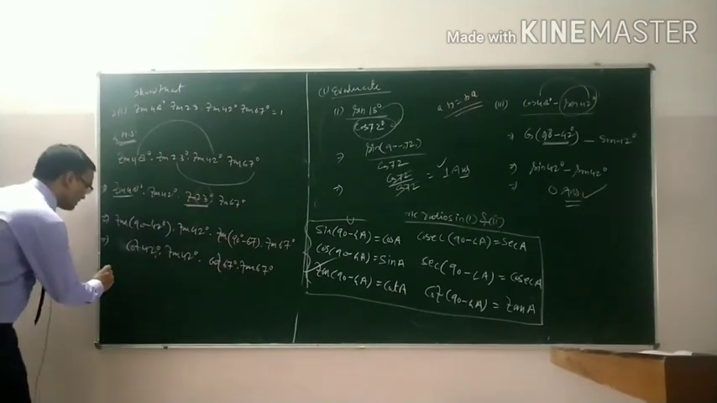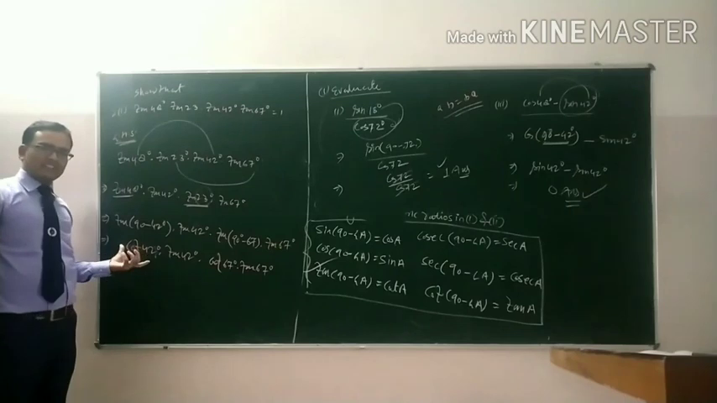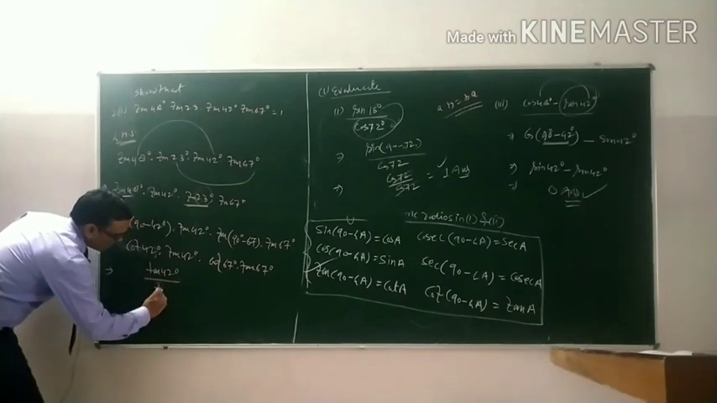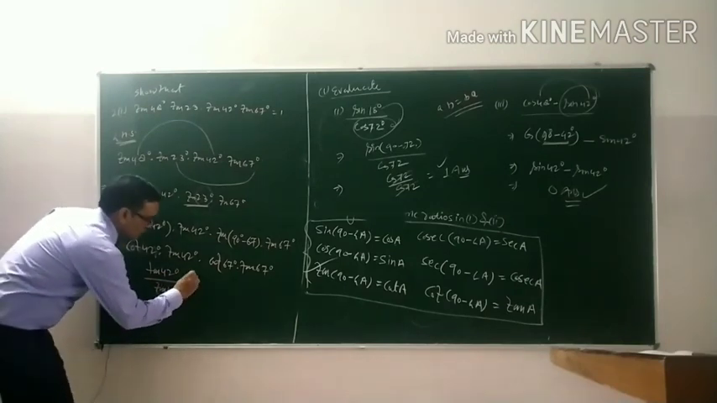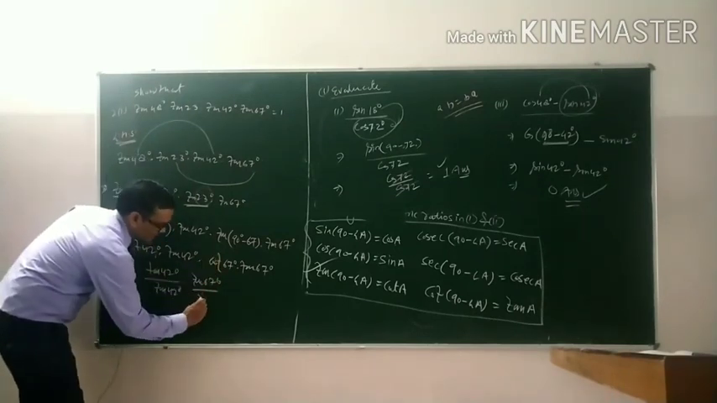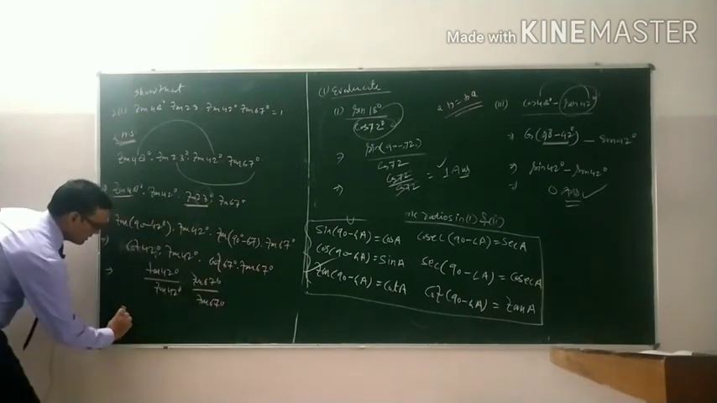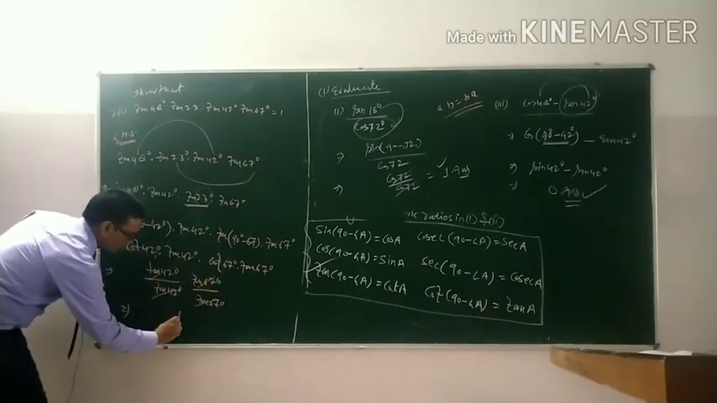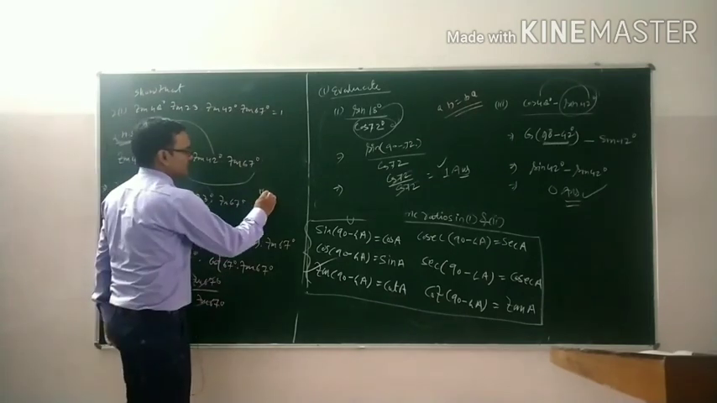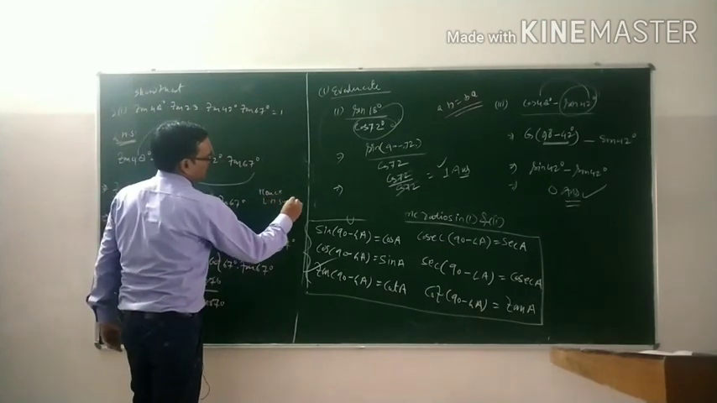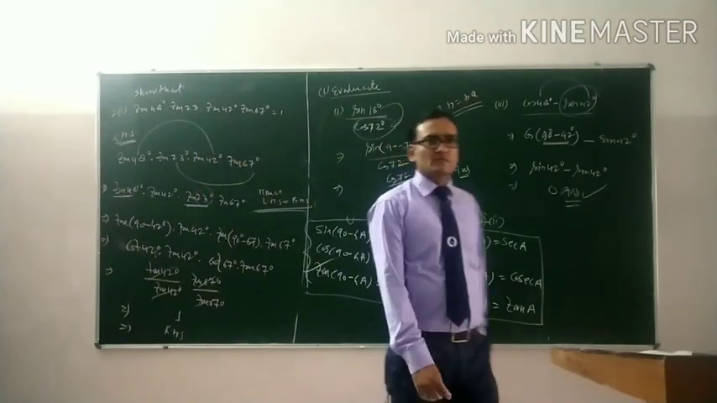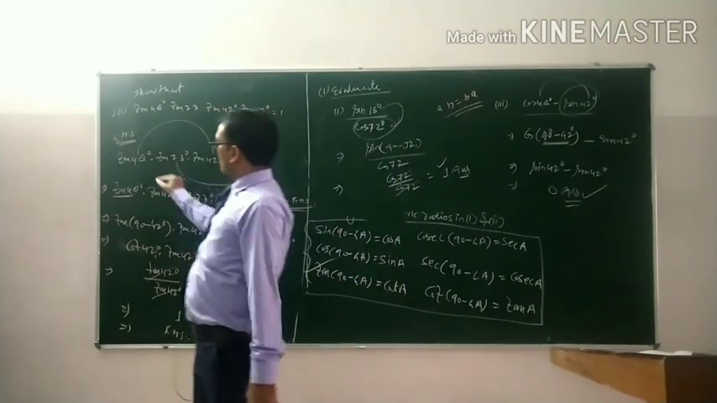Okay, this implies that cot A is written as 1 upon tan A, that means tan 42 upon tan 42 into tan 67 upon tan 67. This will be cancelled. Your answer is 1. This is the right hand side. Hence left hand side is the right hand side. Hence proved.